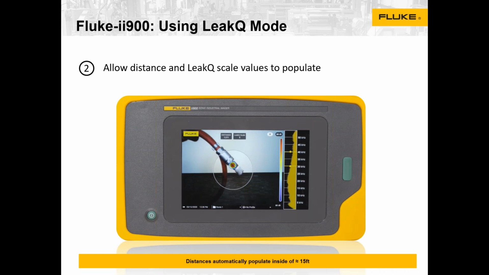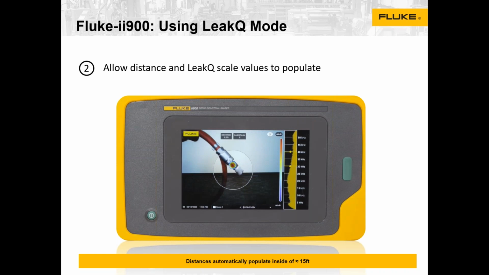If you get beyond that 15 feet, or in some cases you don't have direct line of sight, so it's difficult for the imager to identify the object that you're looking at, you can manually put in that distance to give you the most accurate estimation. So within 15 feet and good line of sight, it's going to populate automatically. If you're outside of 15 feet or you don't have great line of sight, just go ahead and capture the image, and then you can manually input the distance later.